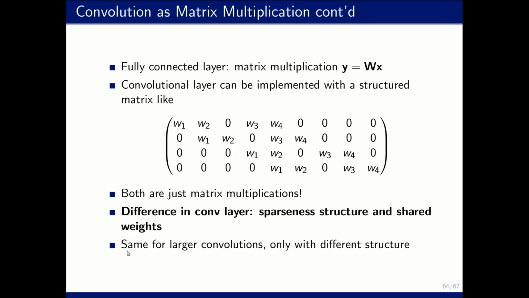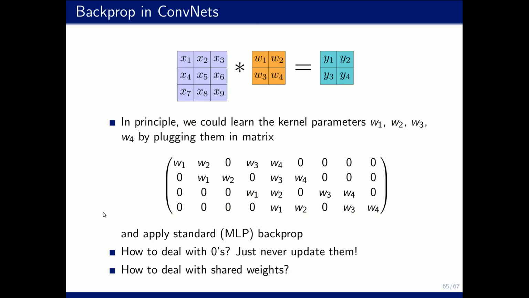And the same holds true if we have a larger convolution, but then the Toeplitz structure is just different. So convolution can always be cast to a matrix multiplication. So like this convolution here can actually be implemented by a matrix multiplication. Just unroll your pixel vector and multiply it with this Toeplitz matrix. And this indicates that we could now just learn this matrix like in an MLP or a fully connected layer with backprop. And now essentially the only challenge is the special structure of the matrix.